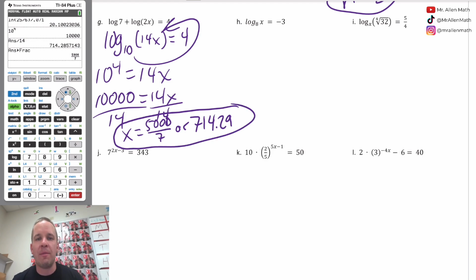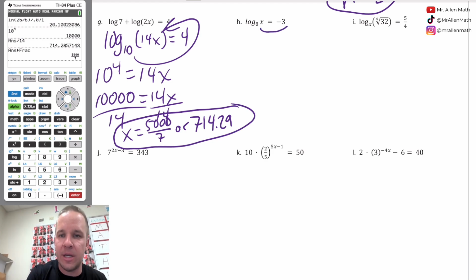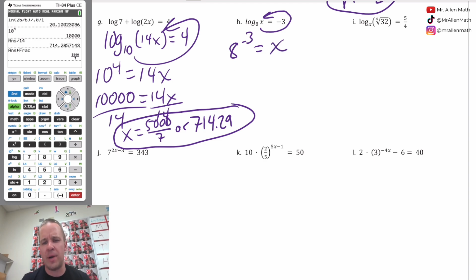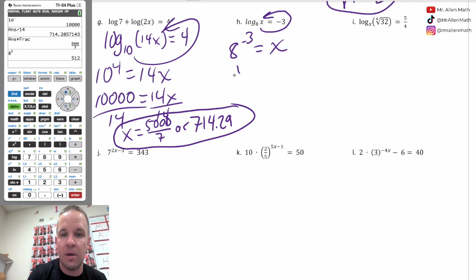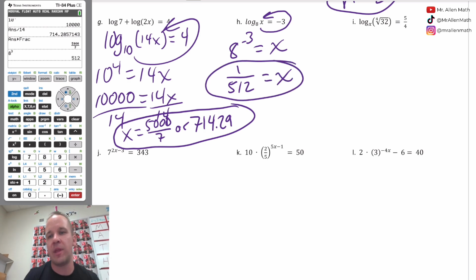Okay, let's see here. Next one. I'm going to do 8 to the negative third here. So 8 to the negative third equals x. So 8 to the third power. Well, 8 times 8 is 64, but that gets kind of big. So I'm just going to do it to the third, and the reason being is then I can just throw it into a fraction myself. We get 1 over 512 then. 1 over 512 equals x, and we'll leave it as a fraction for that one.